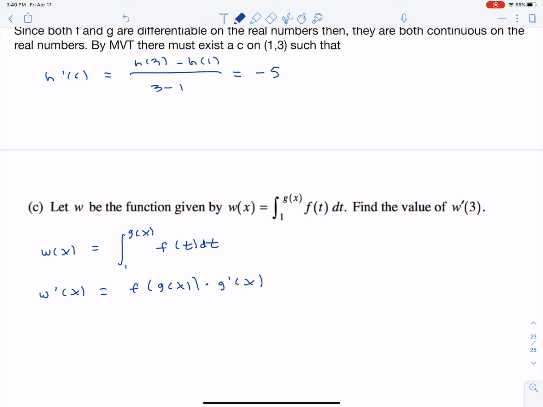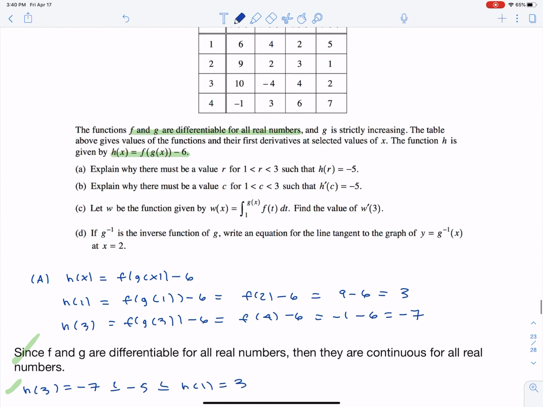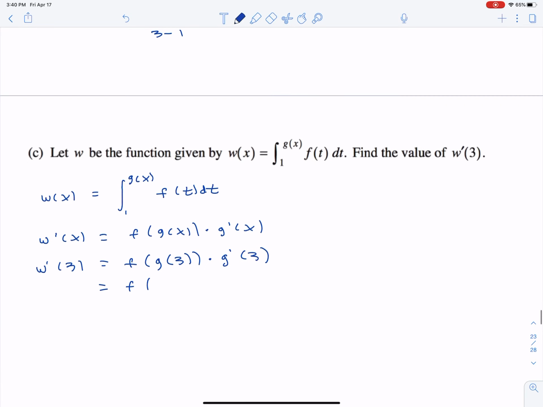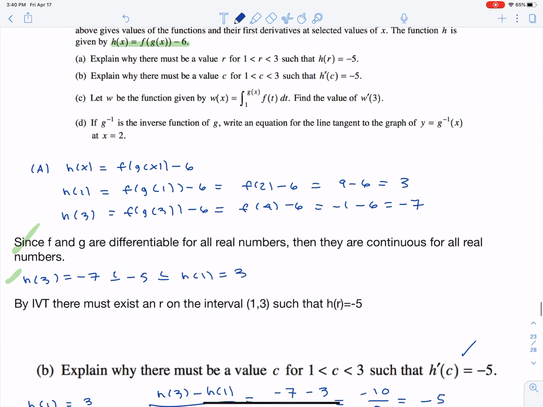Next, I'm going to evaluate this at 3. So I'm going to f of g of 3 times g prime of 3. So let's continue here. F of g of 3. So what is g of 3? G of 3 is 4. And g prime of 3, boy, this is kind of a pain, is 2.